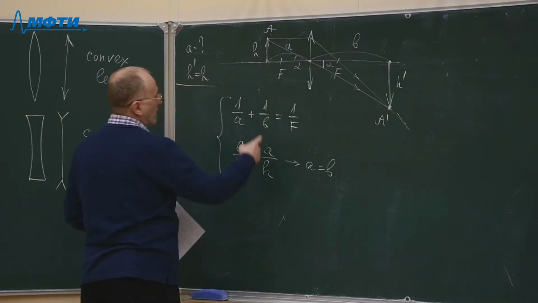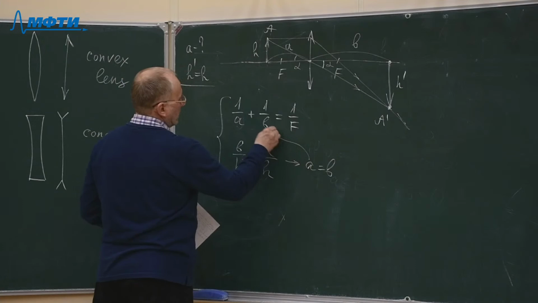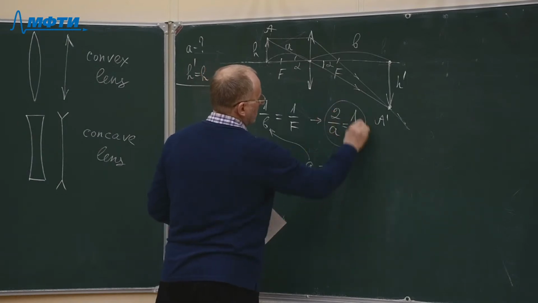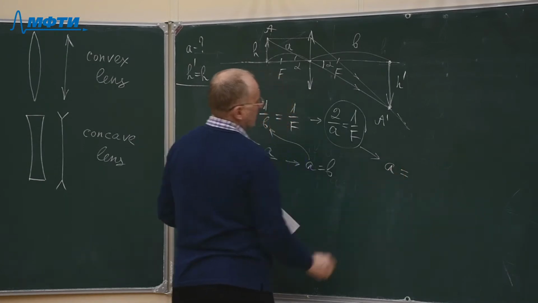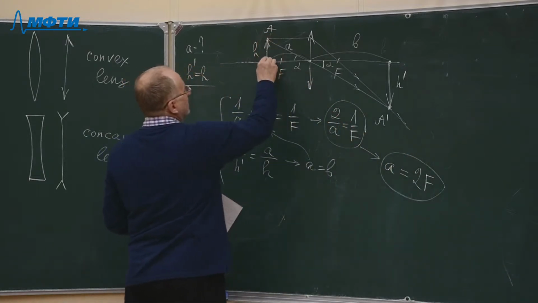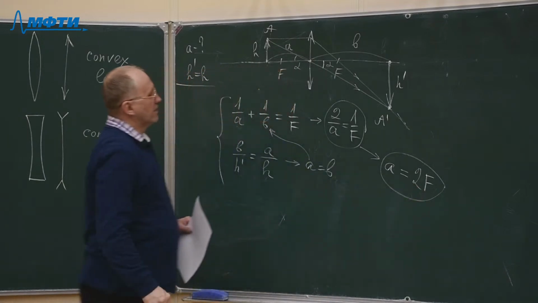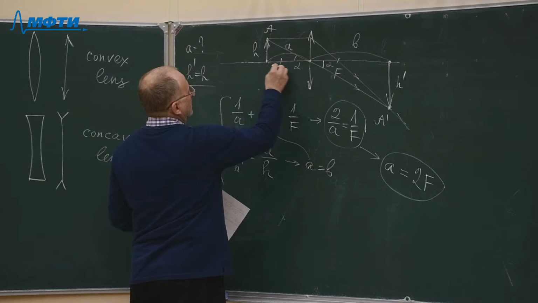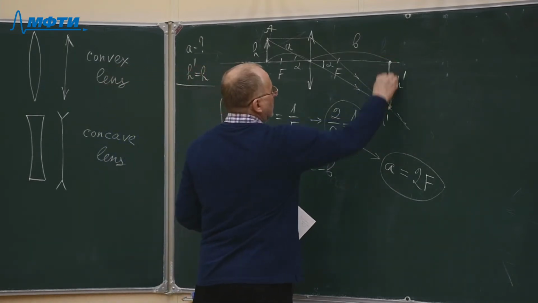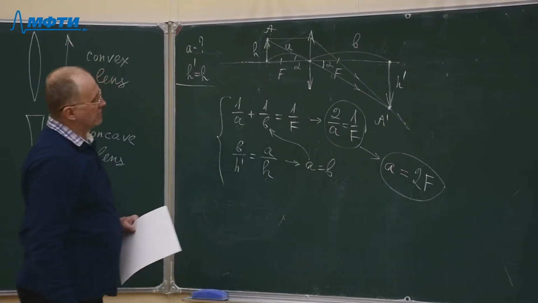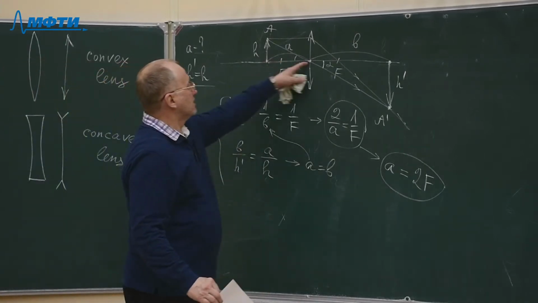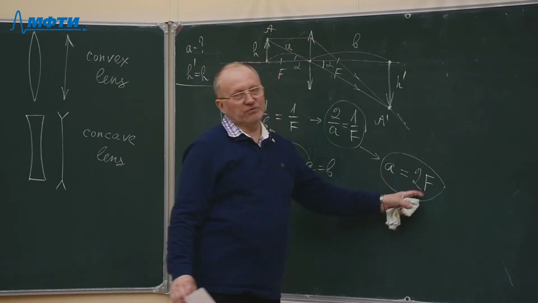And if we substitute a for b, then we obtain here that 2 over a equals 1 over f. And from here we immediately obtain that a equals 2f. It means that the object must be placed at the distance of double focal distance. a must be equal to 2f. That is, we must have double focal distance, and in this case, and only in this case, the height of the image will be equal to the height of the object. The image and object will have the same size if the object is placed at a distance equal to double focal distance.